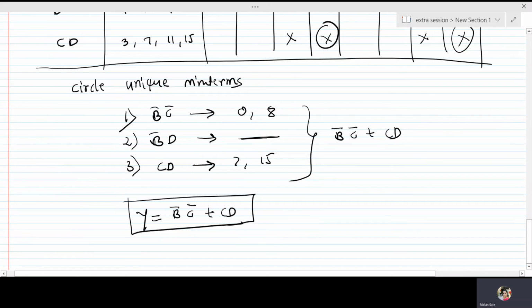To verify whether you are correct or not, you can use a K-map, and by simplifying the K-map, you can check whether the answer given by your tabular method is correct or not.